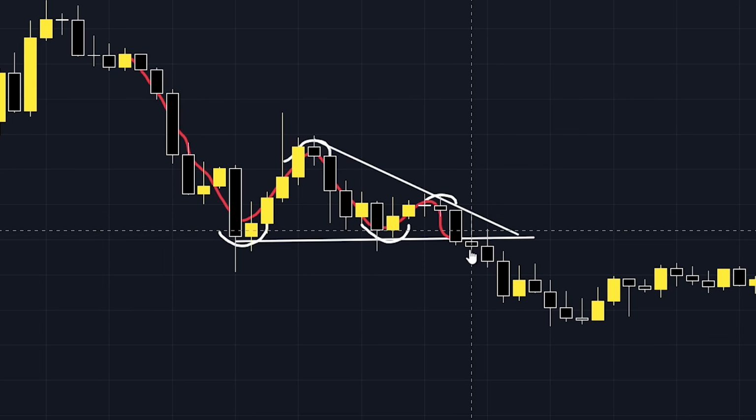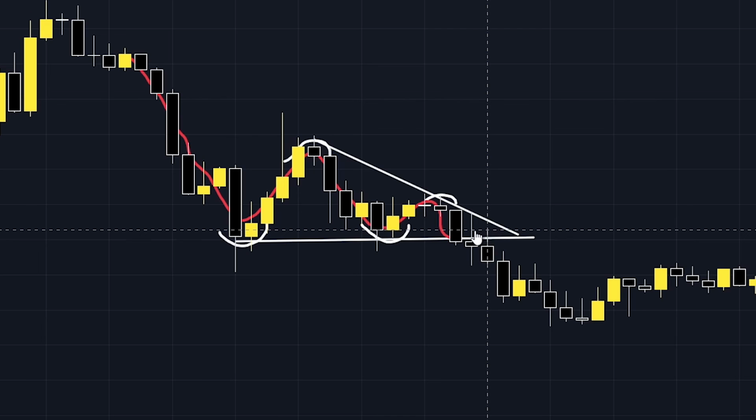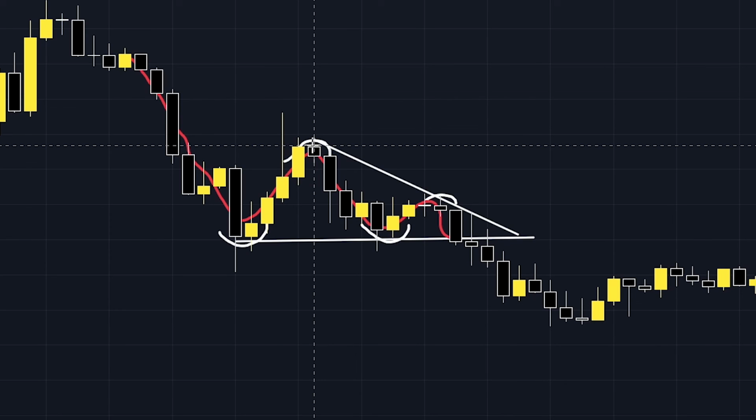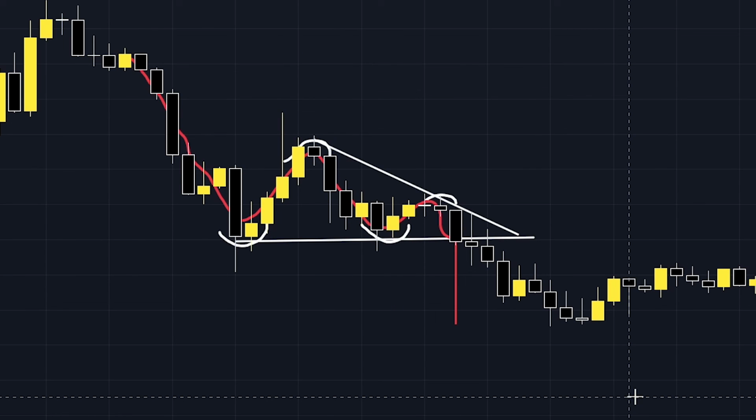Whenever we had a candle which broke this level of support, we expect the price to have a move to the downside. But how much? All we have to do is consider the distance between the highest high and this level of support. Okay, let me bring it down here. Guys, as you can see, it hit our target point perfectly. That was literally everything you had to know about these two patterns.